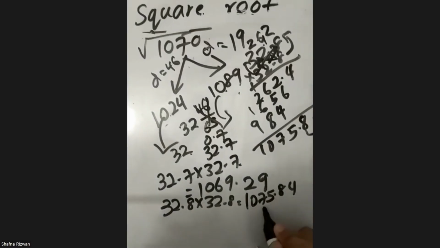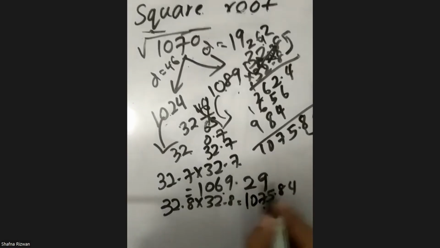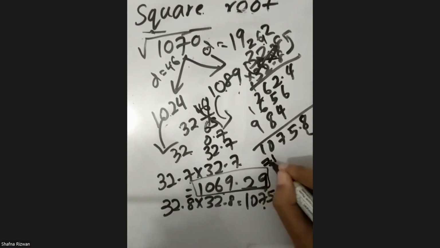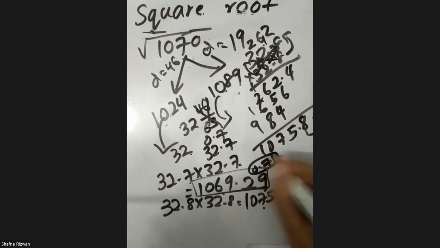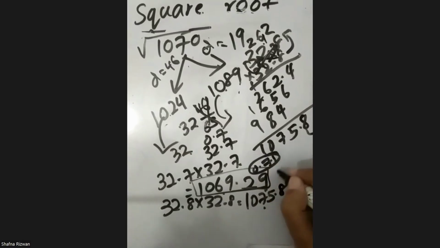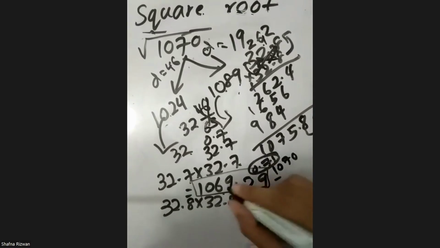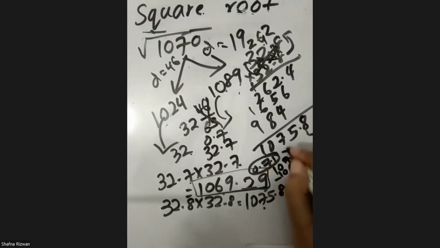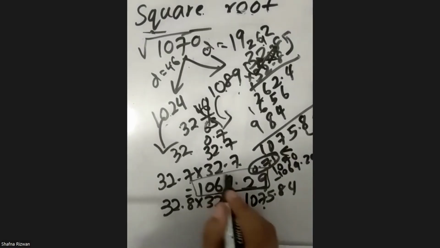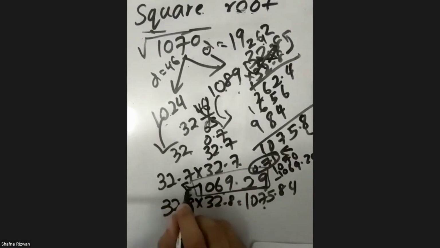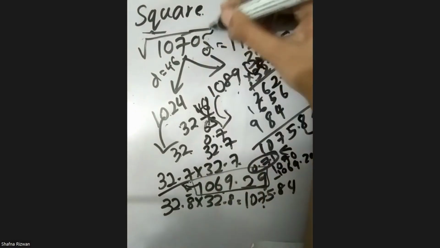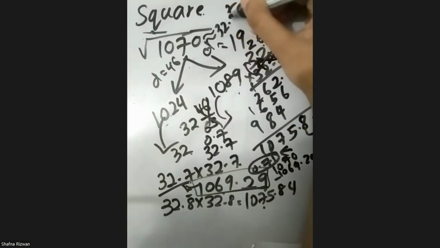We are getting 1075.84. 75 is it closer or 69 is it closer? You all can nicely see 69 is closer. How much is it closer? 0.71 closer. If you want, you can subtract 1070 by 1069.29. Then you will get 0.71. So what's the answer then? 0.71 is closer, which means 32.7 is your answer. Square root of 1070 is approximately 32.7.